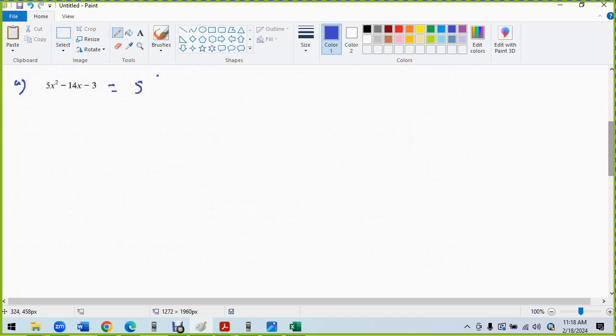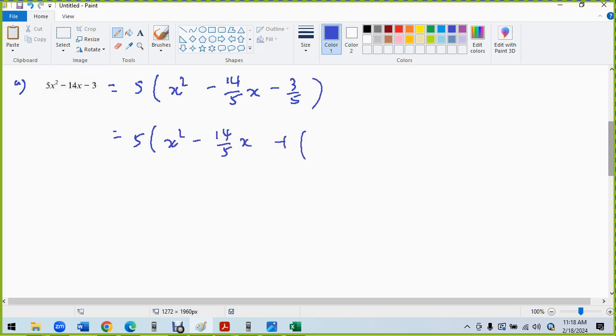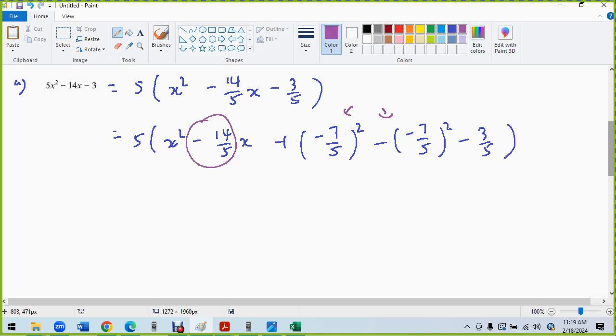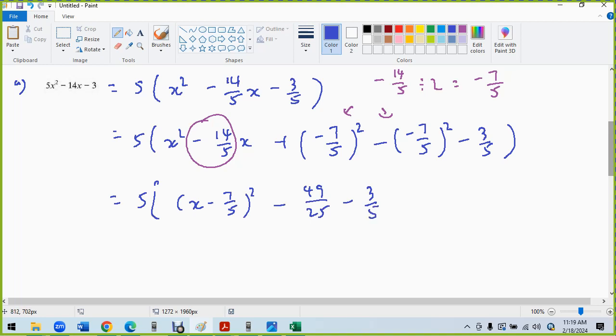For this one we factorize 5 and we have x squared minus 14 over 5 x minus 3 over 5. Then we have 5 times x squared minus 14 over 5 x plus negative 7 over 5 squared, minus negative 7 over 5 squared, minus 3 over 5. Negative 14 over 5 divided by 2 is negative 7 over 5. So we have 5x minus 7 over 5 squared minus 49 over 25 minus 3 over 5.